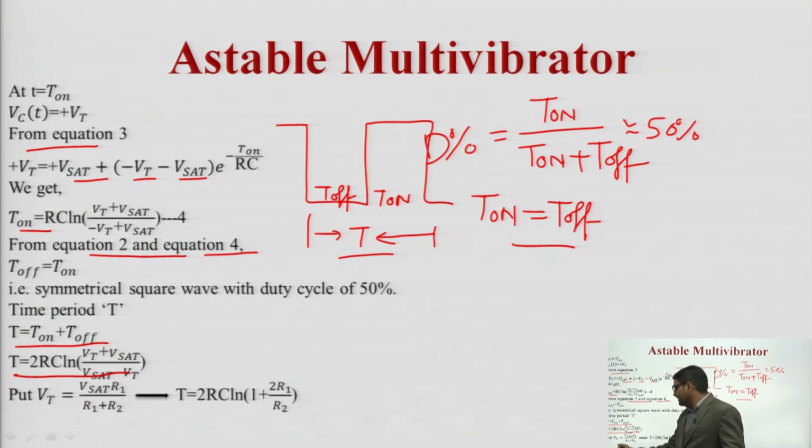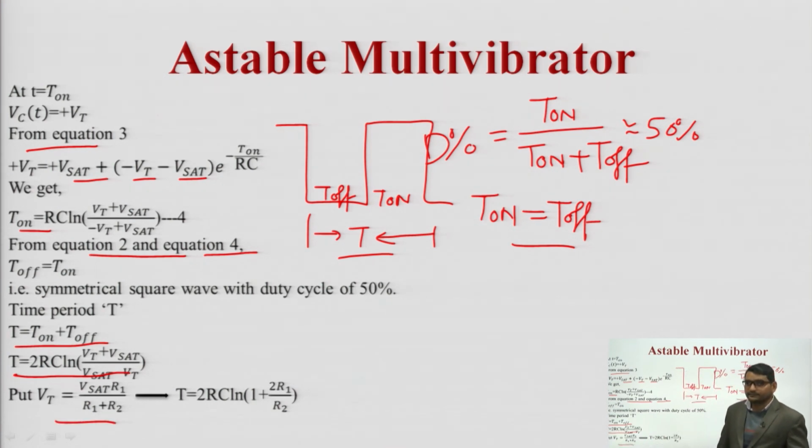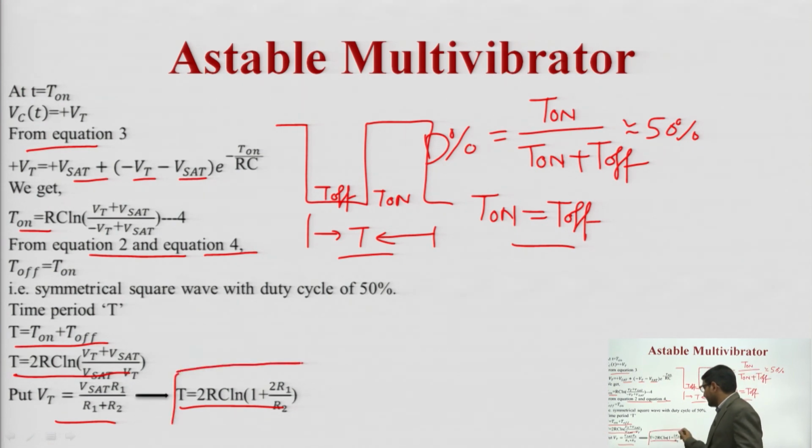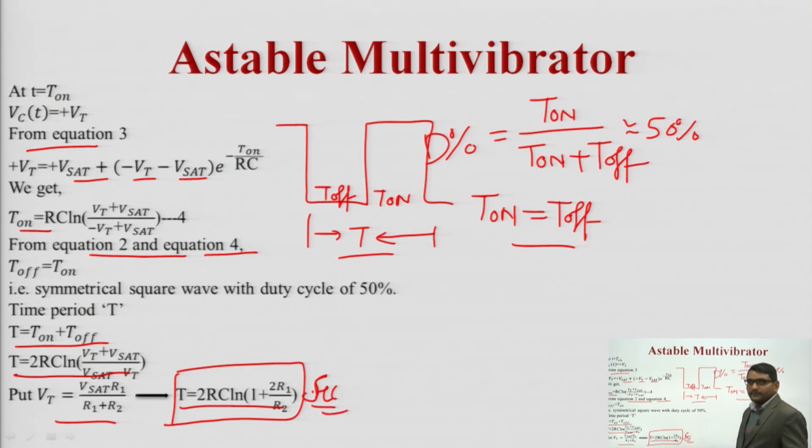If you put Vt equal to Vset R1 upon R1 plus R2, then we get T equal to 2 RC ln of (1 plus 2 R1 divided by R2). This is the final expression for the time period of a square wave in seconds.